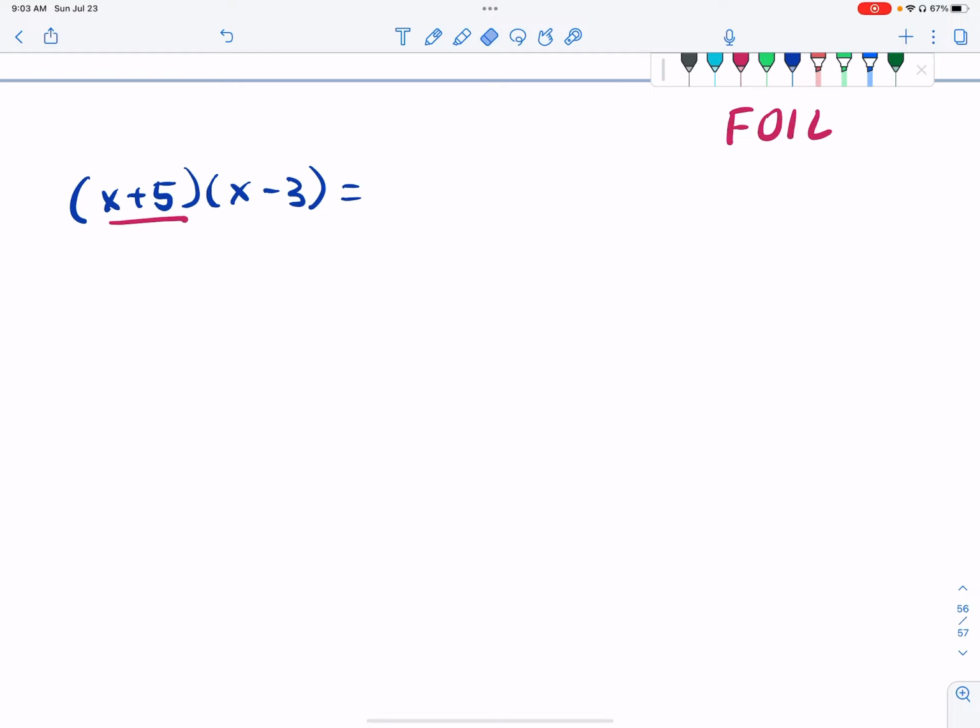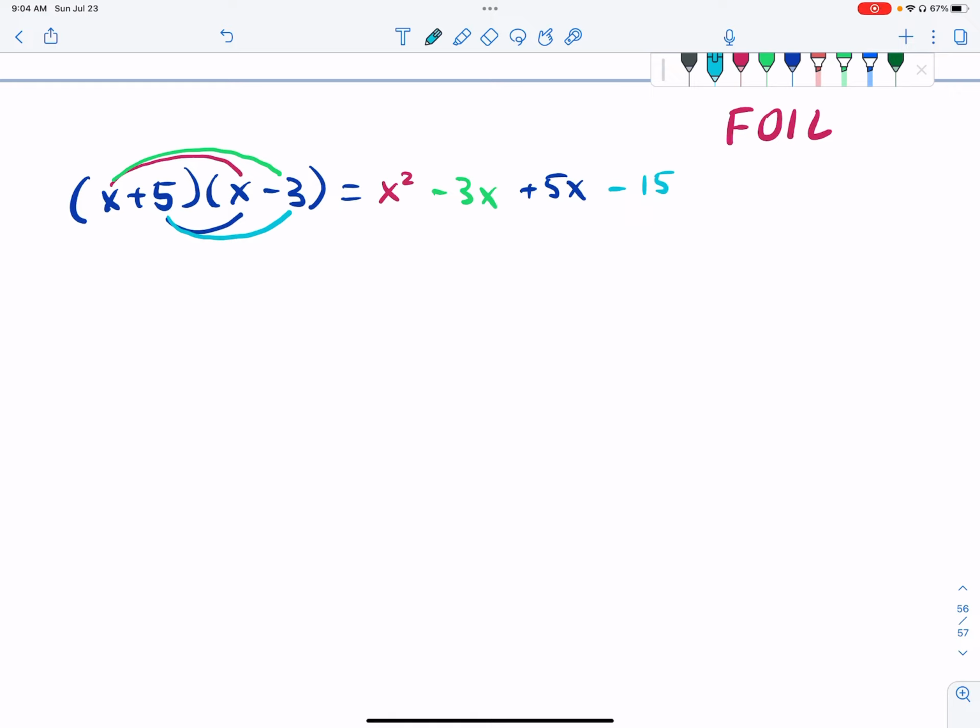All right, let me get rid of those. Then take x times x. This is our first terms, and that's going to give us x squared. And then we will go x times negative 3, that's our outside, that's a negative 3x. 5 times x, that's our inside terms, that's 5x. And then finally, 5 times negative 3, that's our last, and that'll be a negative 15. All right. Easy.